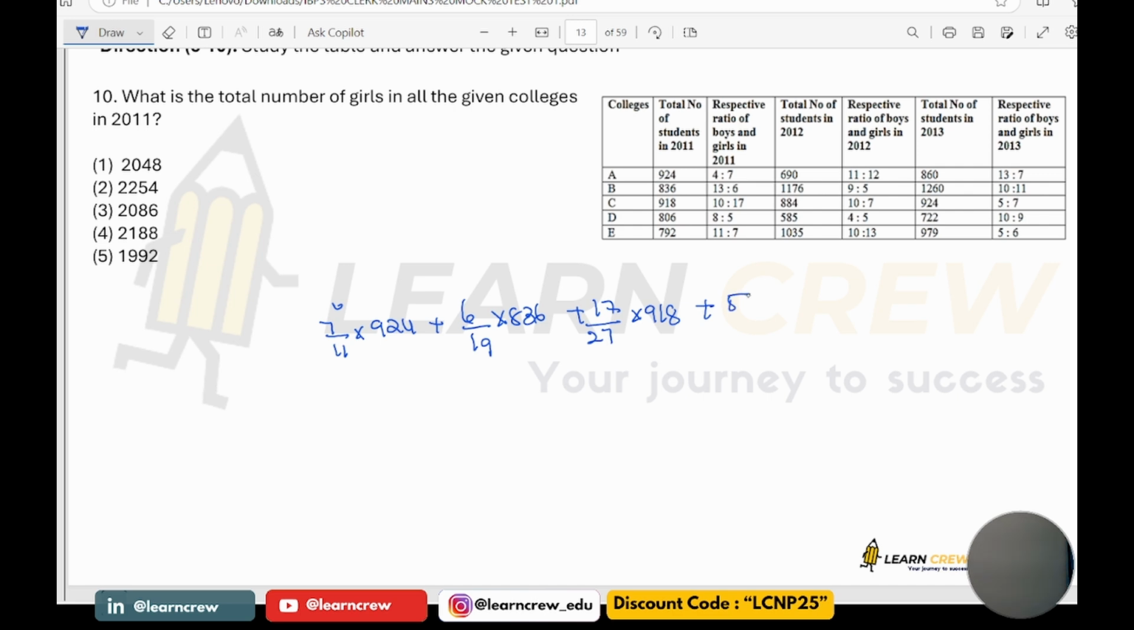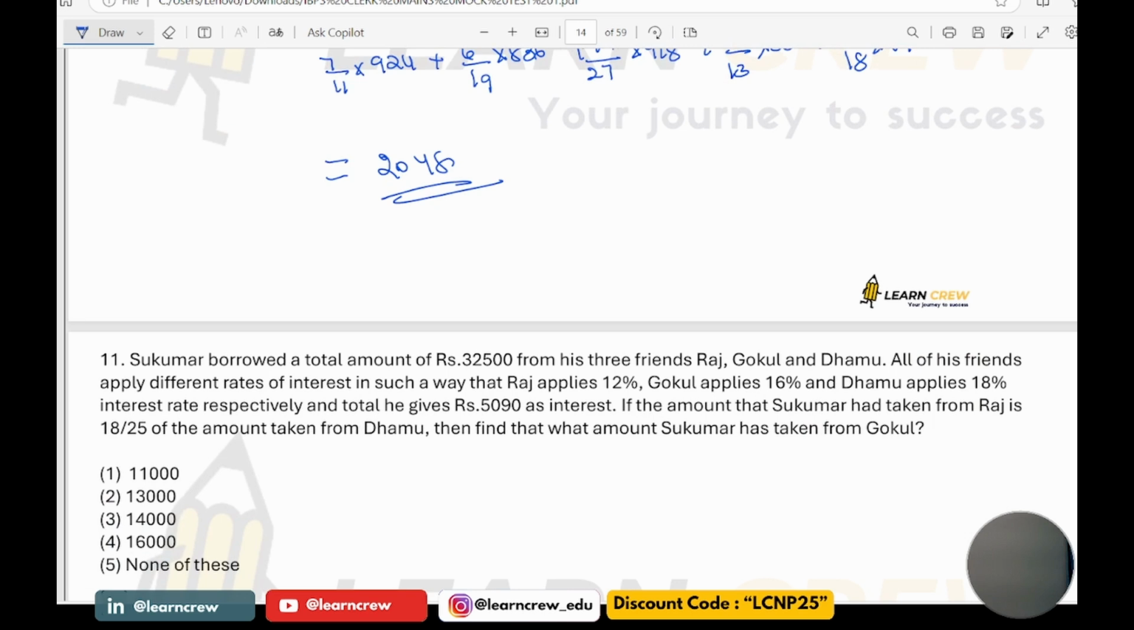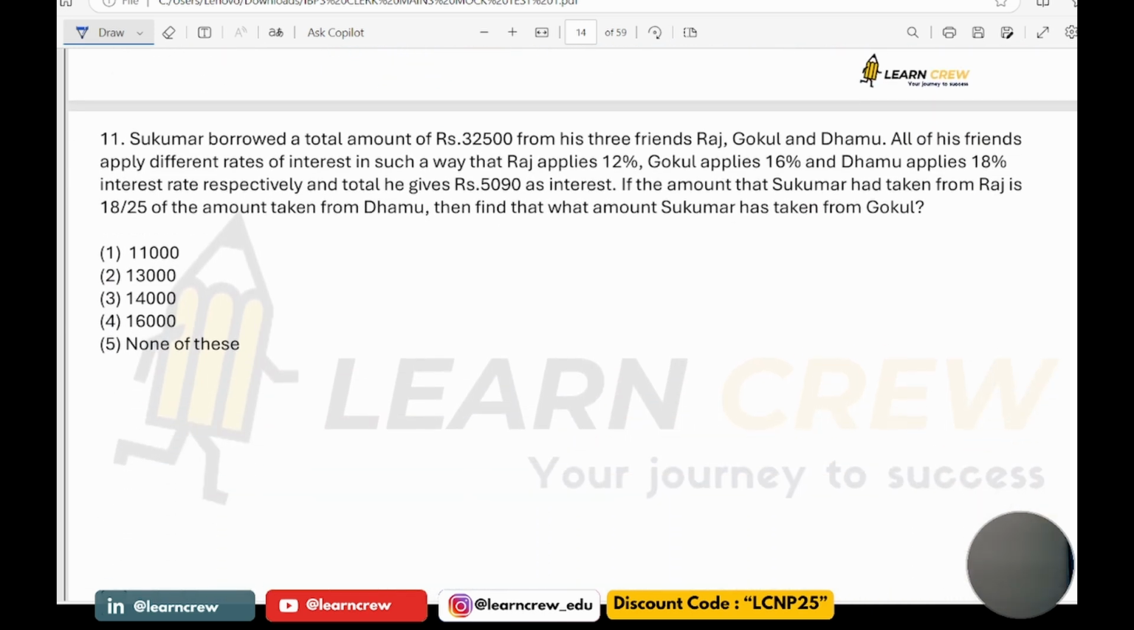And then 5 by 13 of 806. And finally the last one, 7 by 18 of 792. If I add all these, how much are you going to get? 2048. So option A is correct. Right, so you need to do the calculations very fast.